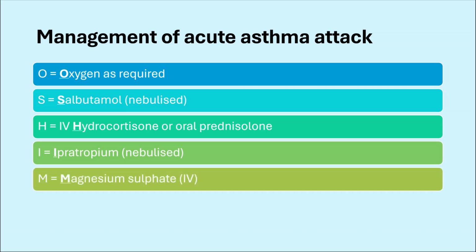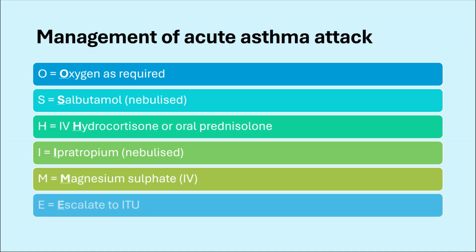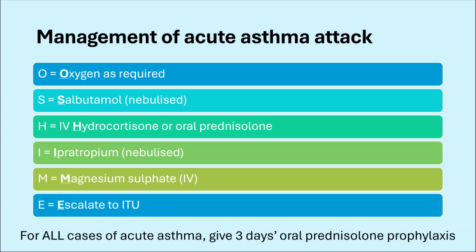If these are not helping, then you probably need to call ITU by this point. In the meantime, you can also trial magnesium sulfate, which is a smooth muscle relaxant, and escalate to ITU. Once a patient is recovering from an asthma attack, you need to give a prophylactic dose of steroids for about 3 days. Again, this tends to be prednisolone, 40 milligrams, once daily for 3 days.